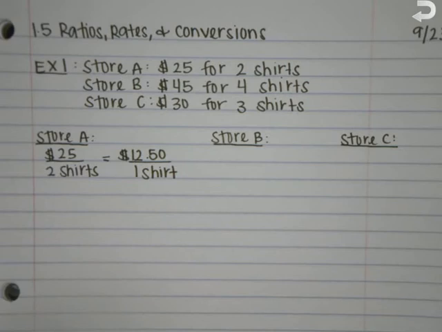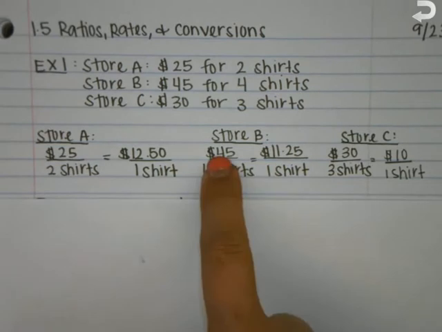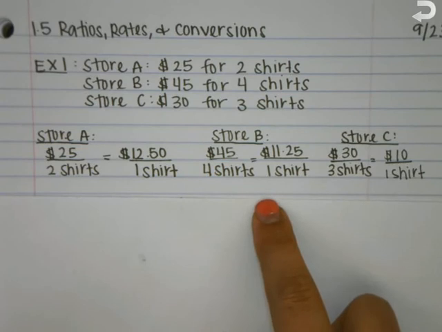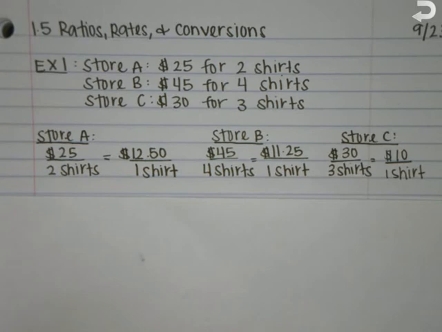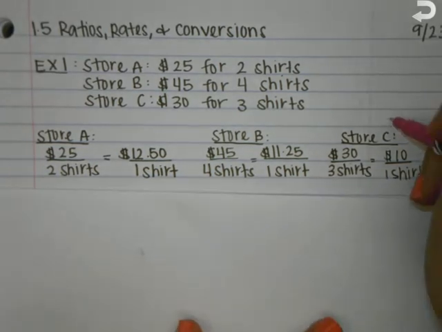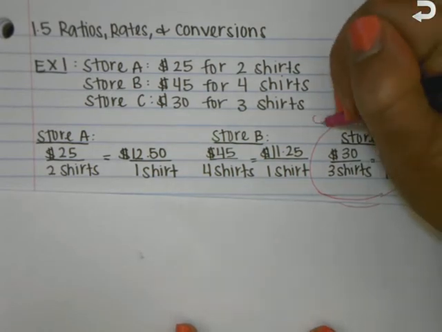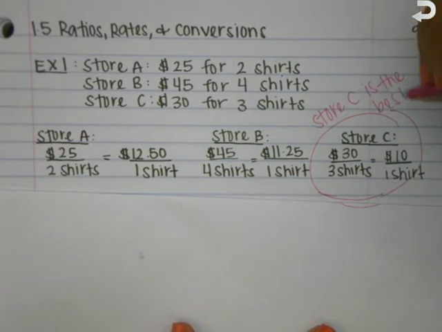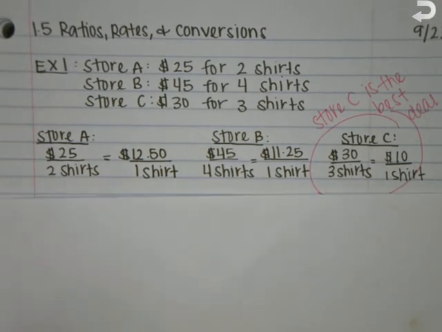Store C. Why? Okay, so store B was $45 for 4 shirts, which came out to a unit rate of $11.25 for 1 shirt. Store C was $30 for 3 shirts, which came out to $10 for 1 shirt. So what I want you to do is circle store C, label it best value. So store C is the best deal. Of course, you would have those times for how much you got in the day, right? So let's assume that all of these are the same shirt, but store C is selling it for cheaper. Let's make it a little more difficult.